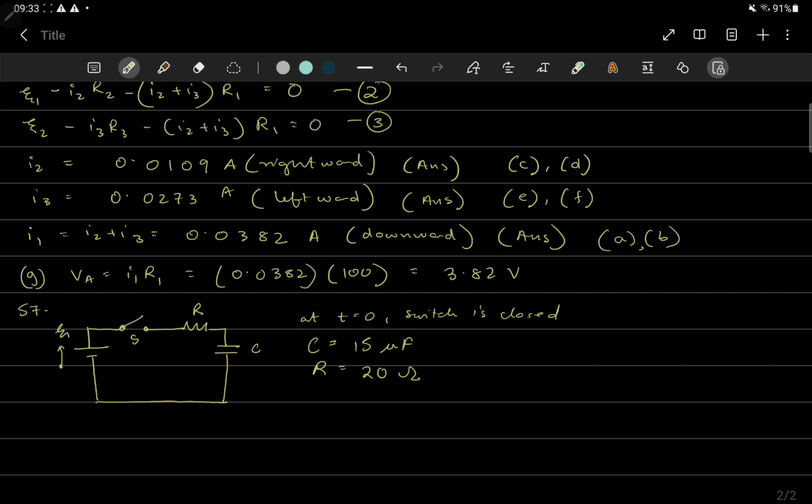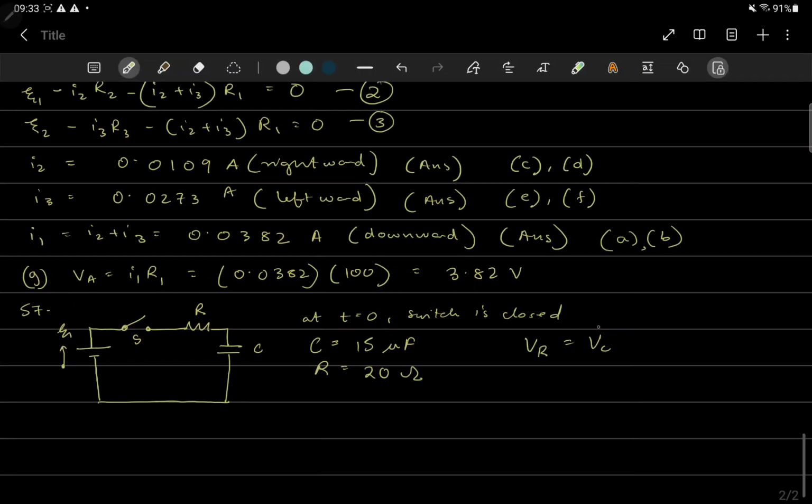And the question is, at what time is the potential across the capacitor equal to that across the resistor? So I need to find out when the potential across the resistor and the potential across the capacitor will be equal. Okay, so basically I need to equate VR, which is the potential across R, to VC. Okay, and that is how I can solve this equation. Basically equate it and then find at which time these two are actually equal.